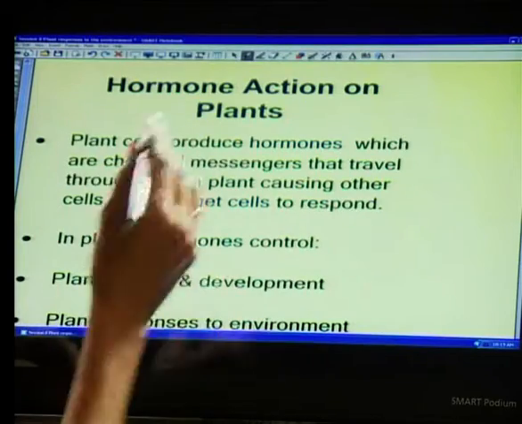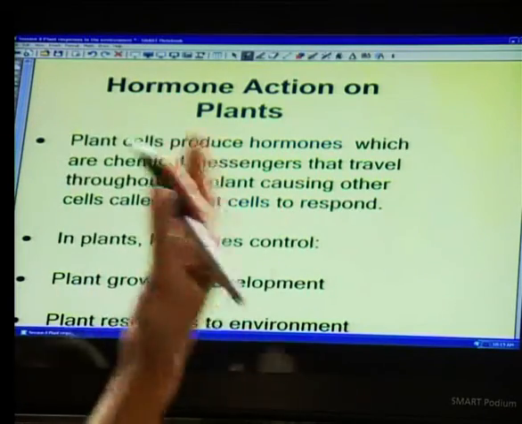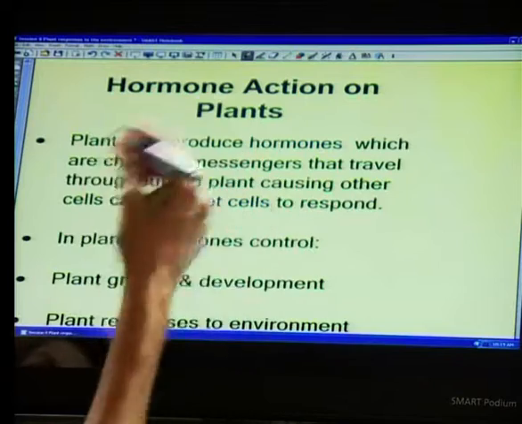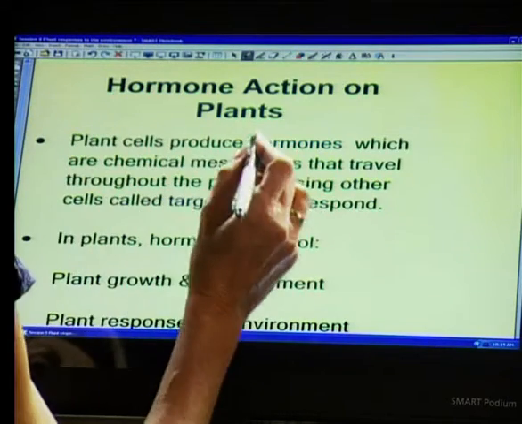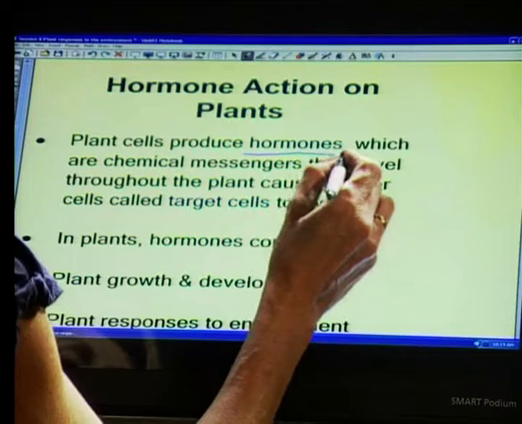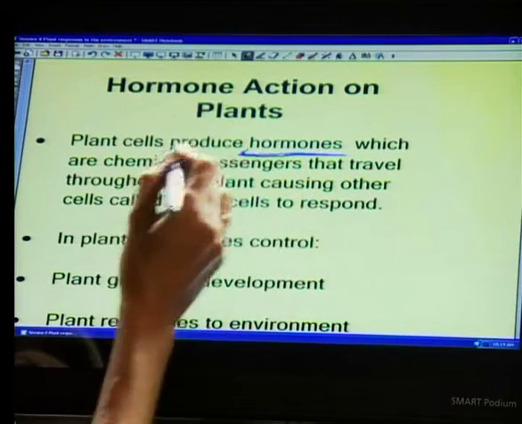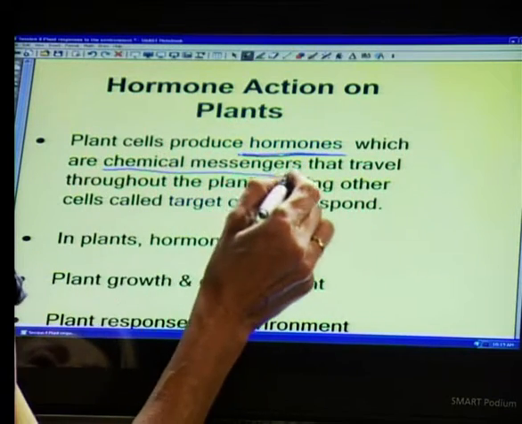Now, hormone action in plants. What on earth is this all about? Well, guess what? This is very important. You must know this. Plant cells produce things called hormones. Now, we've already spoken about hormones, and hormones are chemical messengers.